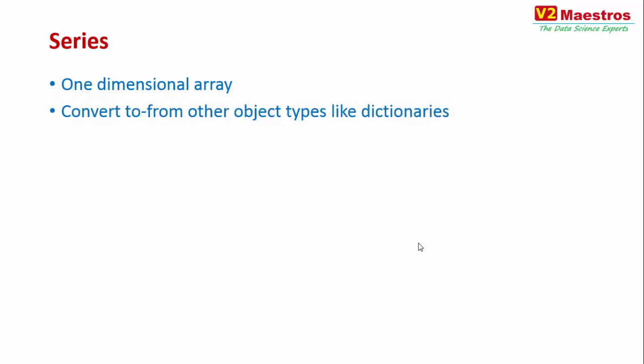So let's start with what Pandas gives you. Pandas gives you a data structure called a series. A series is a one-dimensional array. It is like a list, but there are certain additional things that Pandas does for you compared to what you would get from a typical list. First of all, you can convert to and from other object types like dictionaries. You can convert a dictionary to a series and a series to a dictionary.